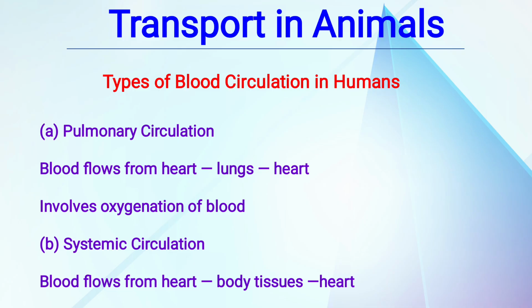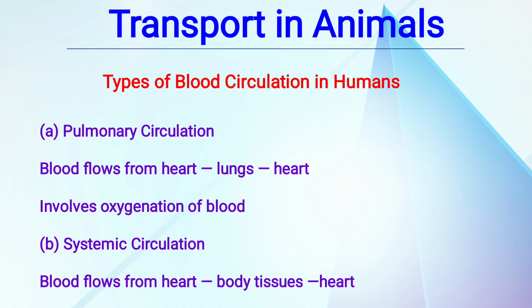The types of blood circulation in humans. Number one, we have the pulmonary circulation, and then the B aspect, we have the systemic circulation. In pulmonary circulation, there's a blood flow from the heart to the lungs and back to the heart, and this one involves oxygenation of blood.